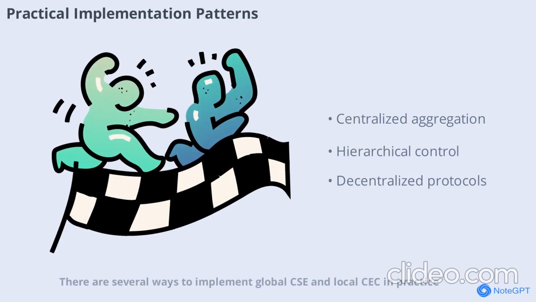There are several ways to implement global CSE and local CEC in practice. Centralized aggregation computes a single global CSE and broadcasts it to all units. Hierarchical approaches compute group-level CSEs, which are then aggregated at higher levels. Decentralized methods use local communication and gossip protocols to approximate the global signal.